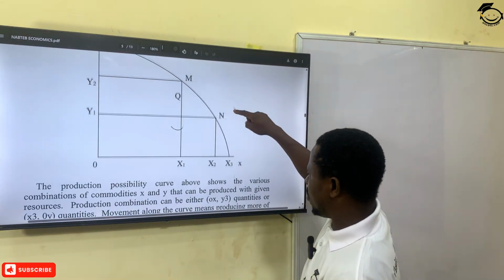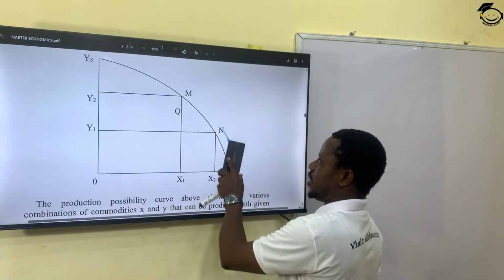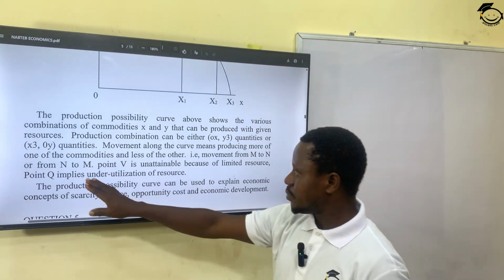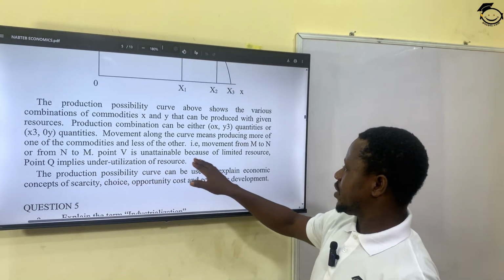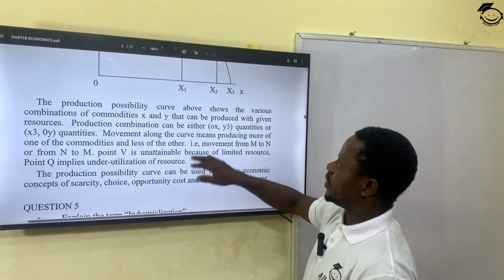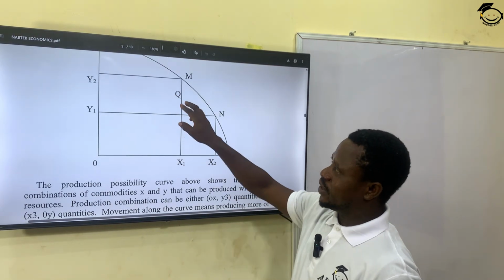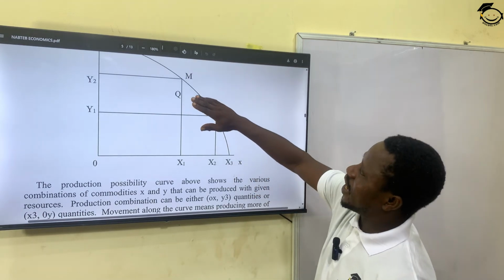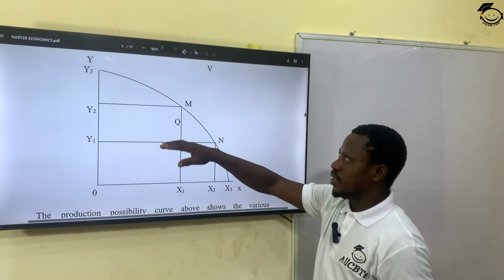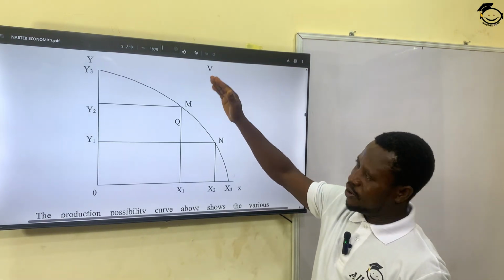That's the movement along this curve, M to N. So the more of N, the less of M. Let's go on and see more interpretation on this. Point V is unattainable because of limited resources, while point Q is underutilization. I mentioned earlier that this point Q down here is under the curve. Anything under the curve is underutilized, not fully utilized. But anything above or outside the curve, let's move down a bit and check. Like point V is outside the curve. It means unattainable. It's not reachable.